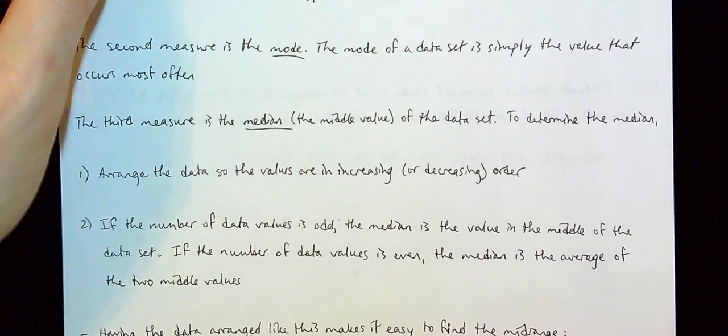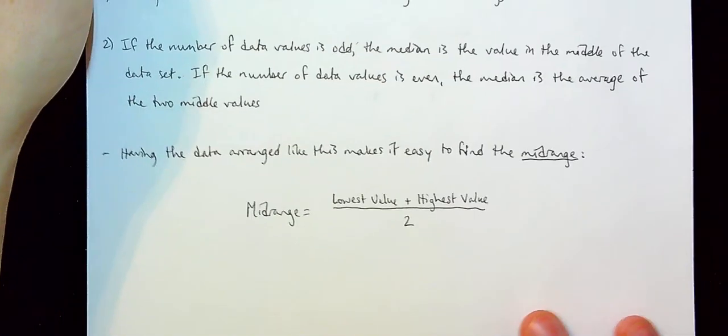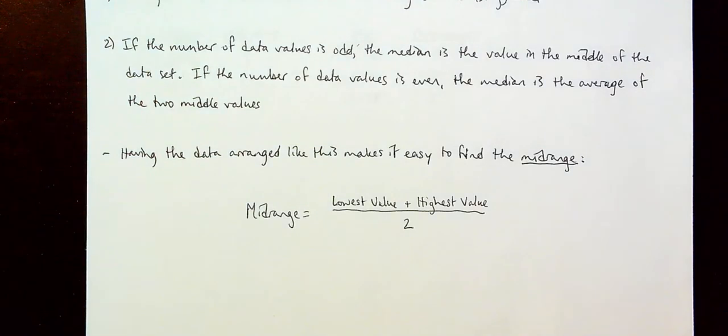The other reason why it's good to have the data in increasing or decreasing order is because it makes it very easy to find the fourth measure of central tendency, which is the mid-range. The mid-range is simply the average of your highest value and your lowest value. Mid-range is lowest value plus highest value, that sum divided by 2. So we have 4 measures of central tendency here: mean, median, mode, and mid-range. All of them are M-words.